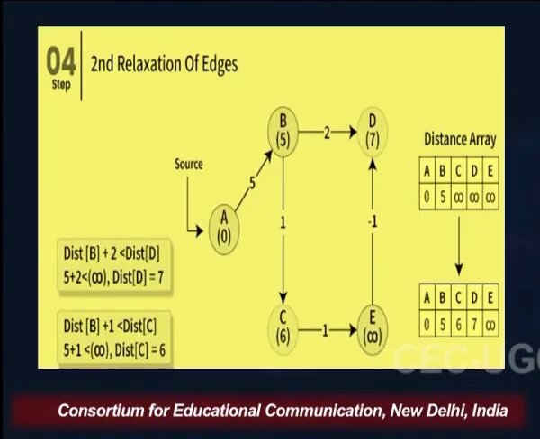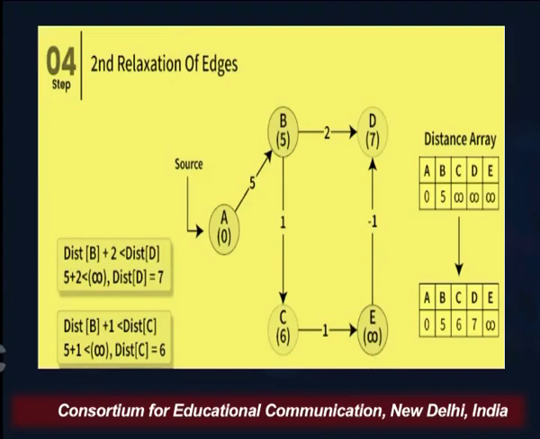In the second relaxation of edges, if you can see, we are going to update the value of C, value of D we can say. So, from B to D. The distance to B is 5, and then from B to D we are going to take 5 plus 2 is less than infinity. So, that is 7. So, distance of B plus 2 is less than distance of D, which is 5 plus 2 less than infinity. Distance of D has been updated to 7.